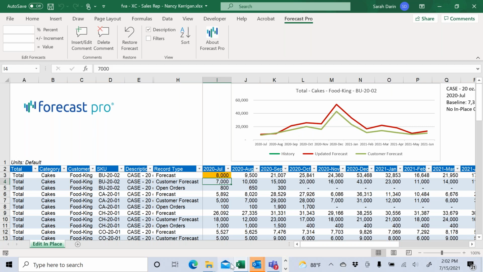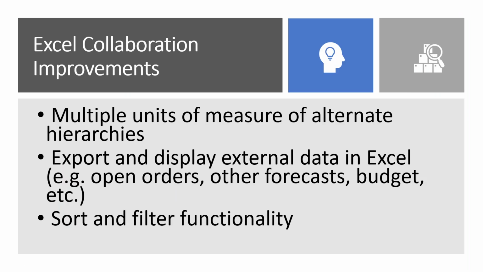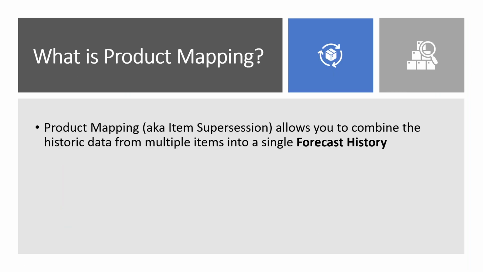Thank you, Erik. Okay, I'm going to start off going back to the slides. Okay, so first of all, what is product mapping? Product mapping allows you to combine historic data from multiple items into a single forecast history. That forecast history is then what is used to generate the forecast.